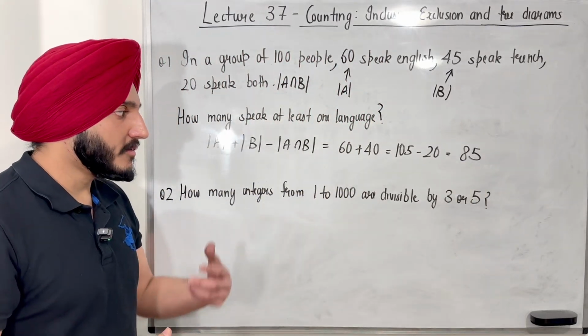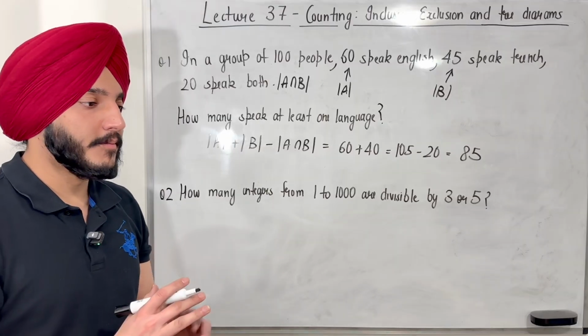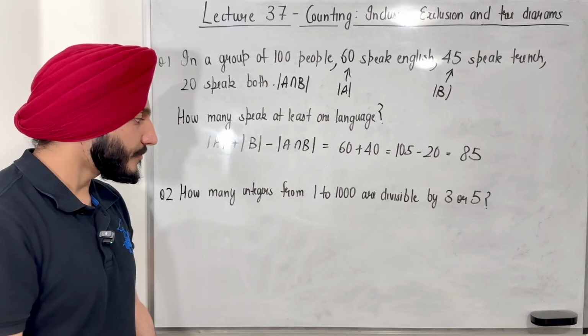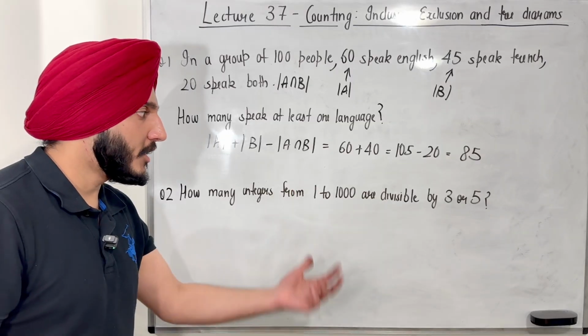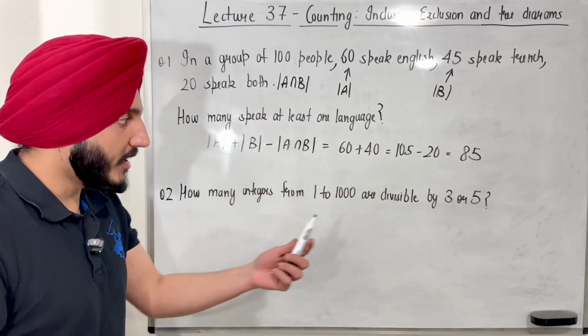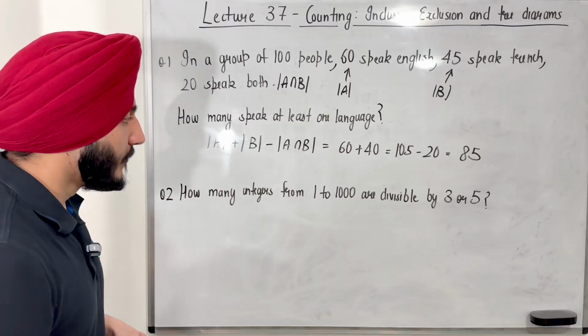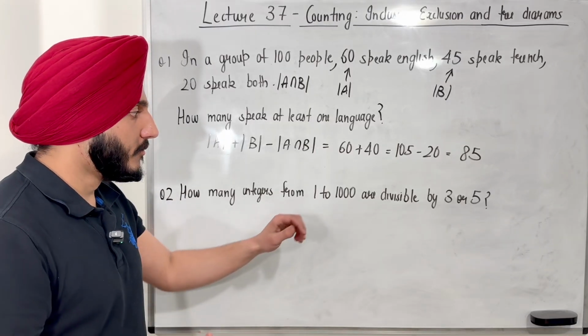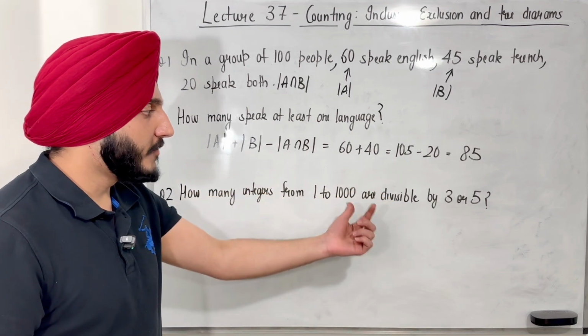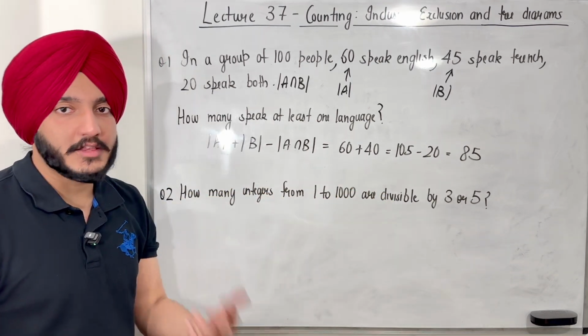Now, the second one is a bit more tricky to understand, so just focus a bit. How many integers from 1 to 1000 are divisible by 3 or 5, right? Now, we have an "or" in this case. So first of all, 1 to 1000 is 1000 numbers, right? That's pretty simple. Let's figure out how many would be divisible by 3 first, right?